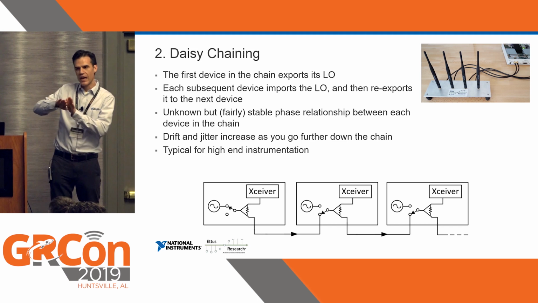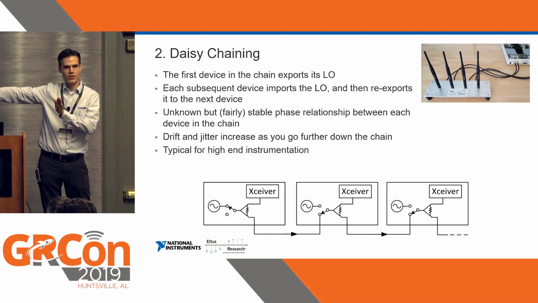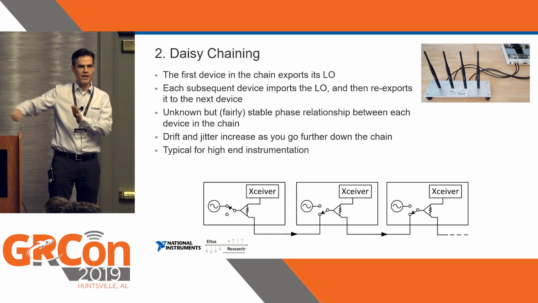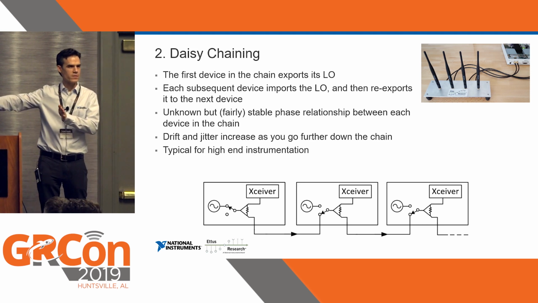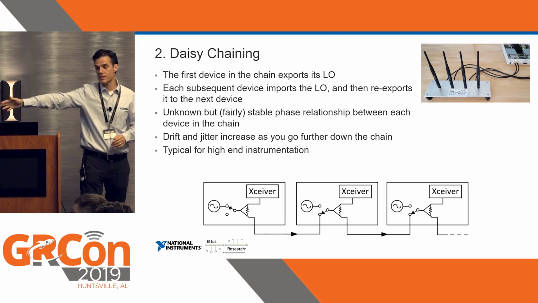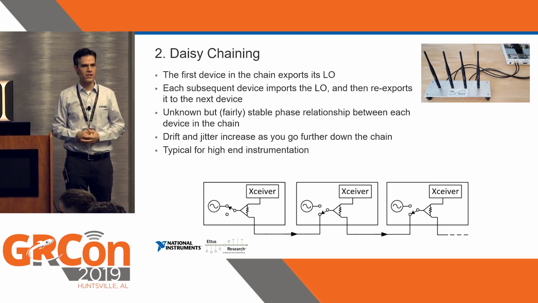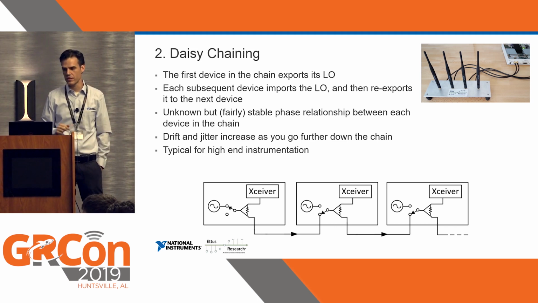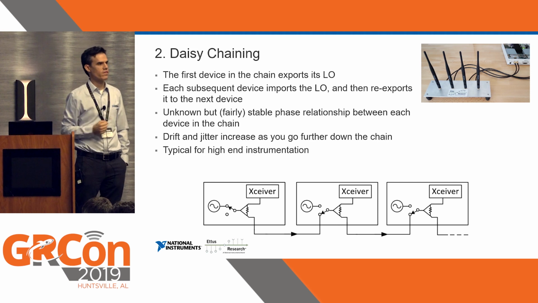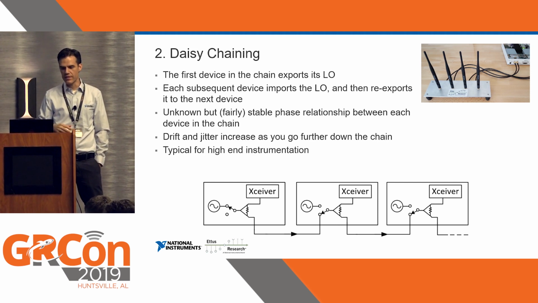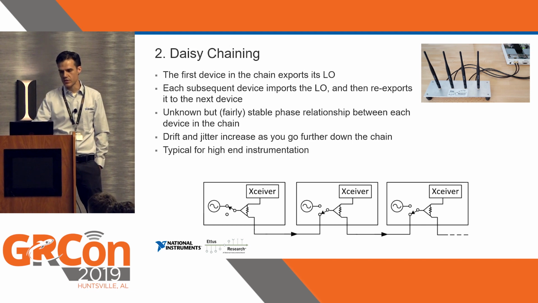And so basically, as you go down the line here, your phase noise becomes less and less correlated, and your drift becomes worse and worse. So the first few devices in the chain are all right, but as you have a ton of devices daisy chained like this, it's going to get worse and worse as you head down the chain. So this is good for a small number of channels like this 4-channel direction finding application that we have over in the booth. And this is typically what is done in high-end instrumentation.